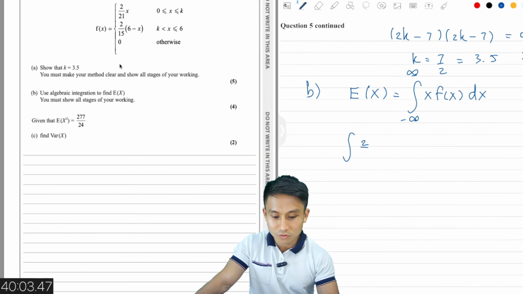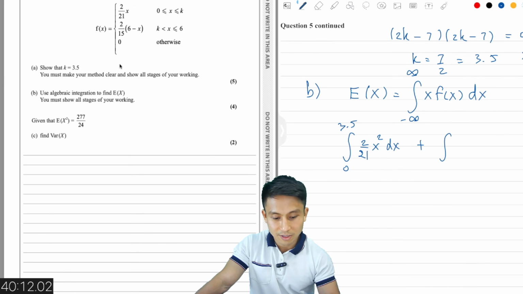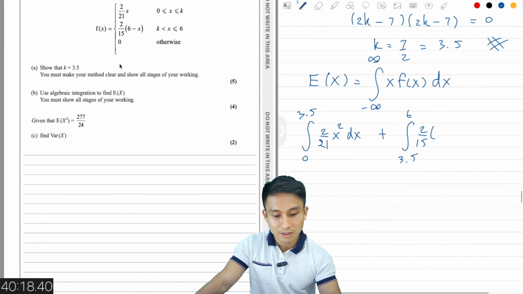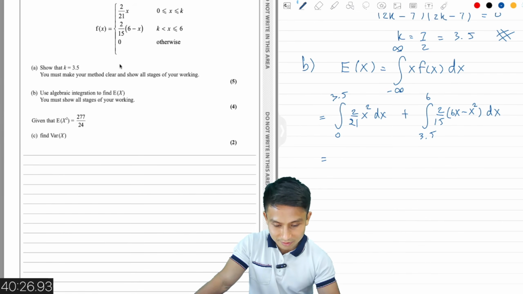So integral of 2 over 21. Now you have to multiply that function by x, so you get x squared instead here, and you're going from 0 to 3.5. Plus, this is 3.5 to 6 now, 2 over 15, and you multiply that by x, so it's 6x minus x squared instead here. And then if you add that up, you're going to get the answer.